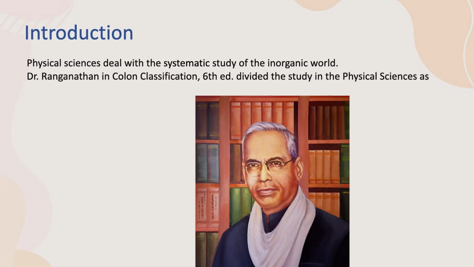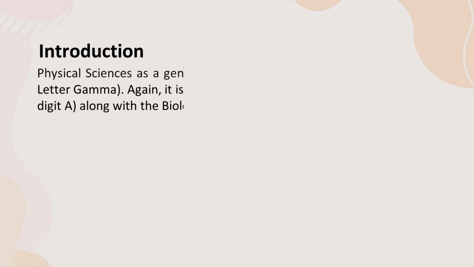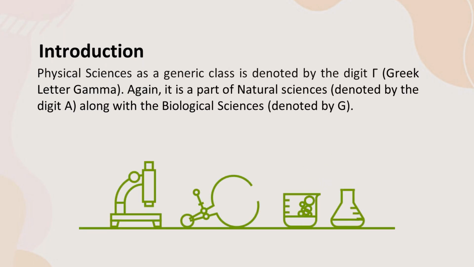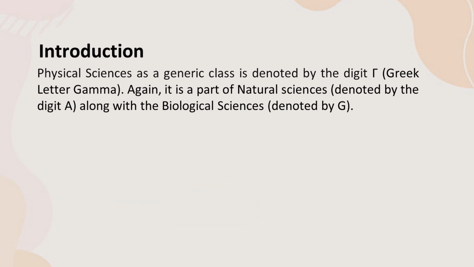Dr. Ranganathan in Colon Classification 6th edition divided the study in the physical sciences as mathematics, physics, engineering, chemistry and technology. Most of these fields of study are again divided into canonical classes in their respective areas. Physical sciences as a generic class is denoted by the digit gamma, the Greek letter gamma. Again, it is a part of natural sciences, which is denoted by the digit A along with the biological sciences. Biological sciences again is denoted by the digit capital G.